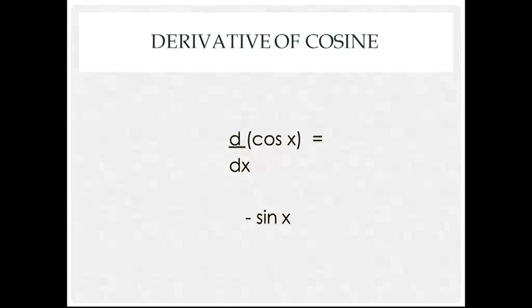All of the cofunctions, the derivatives of all the cofunctions, cosine, cotangent, cosecant, end up negative, while the derivatives of the other functions all end up positive. So the derivative of the cosine of x is going to be the negative sine of x.